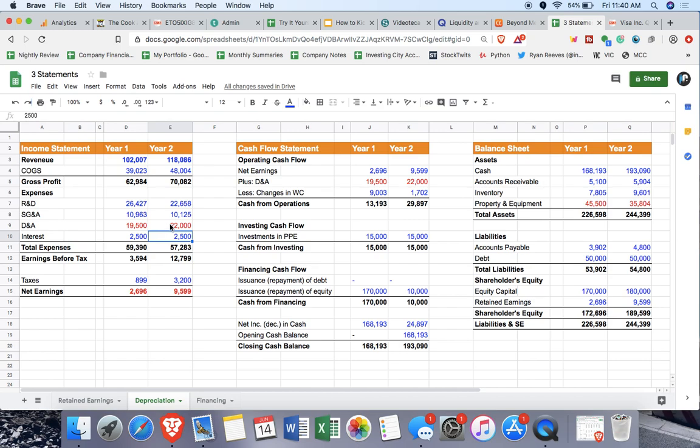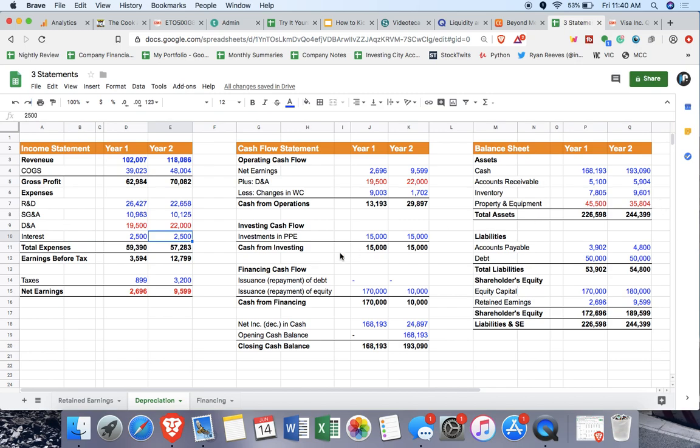And so what that does, since it's an expense, is it actually increases the expense, which thereby decreases the net earnings. And so a decrease in net earnings over here actually translates to a decrease in retained earnings. And since we had a decrease in retained earnings, on the other side of the balance sheet, we need that to balance out. And so since it's actually an increase in depreciation, we had to depreciate this property faster.